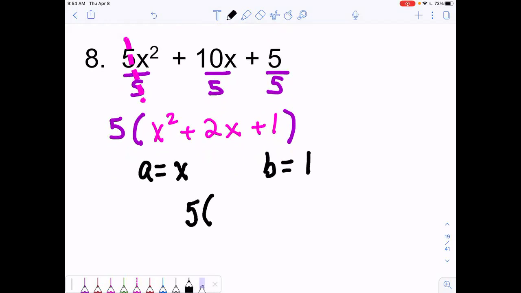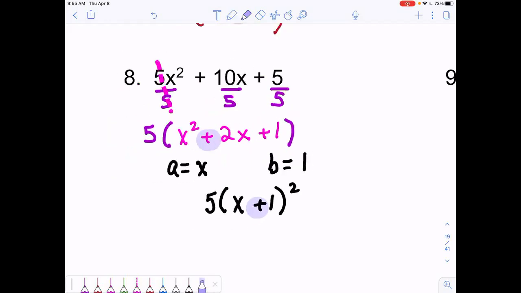Nice. So he had the 5 for the GCF, and then x plus 1, and then it's squared. So take out the GCF, list your A and B, and then it's a plus because it was a plus in front of that 2x, positive there.